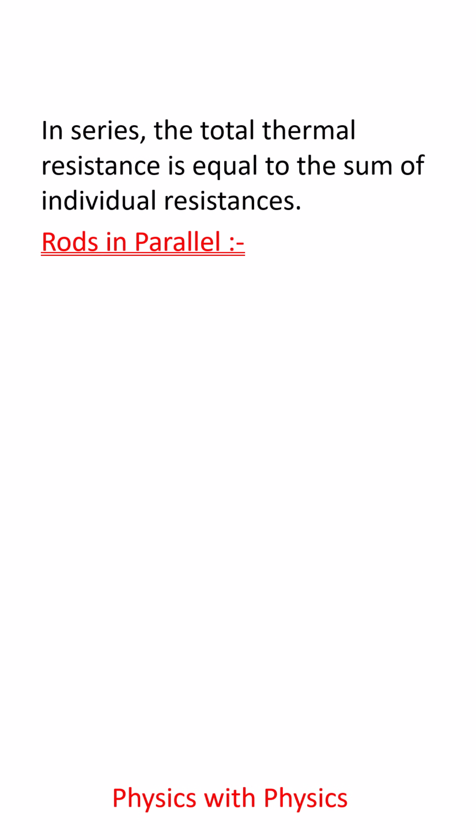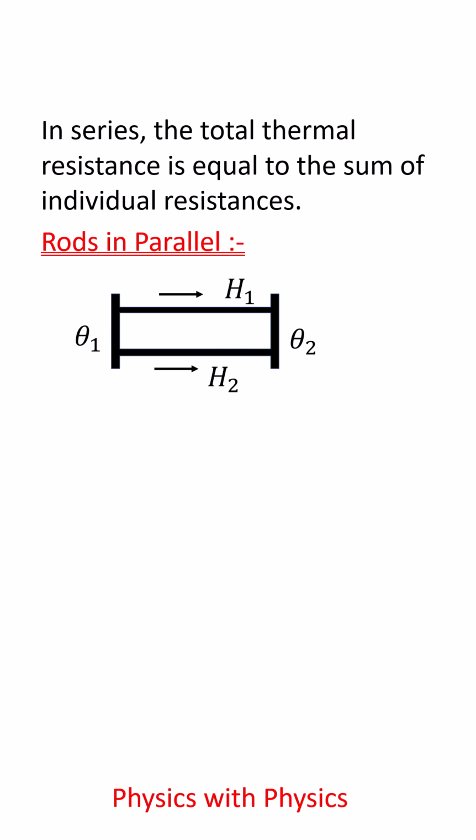In series, total thermal resistance is equal to the sum of individual resistances. Now here two rods are connected in parallel. When heat energy passes from this point, some of the heat energy goes in the upper rod and some goes in the rod downward. That's why we see here that the heat energy H is divided into two parts. H equals H1 plus H2.